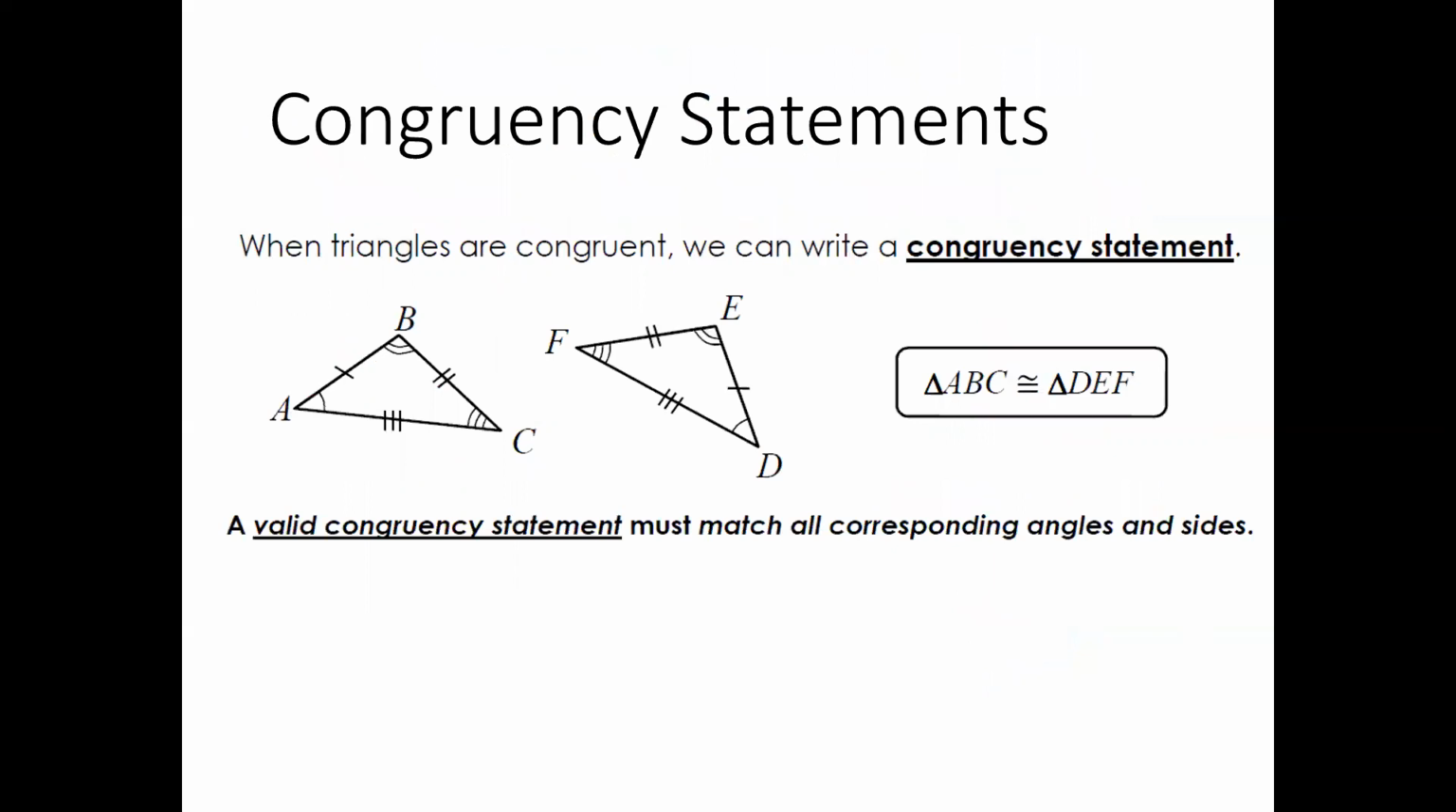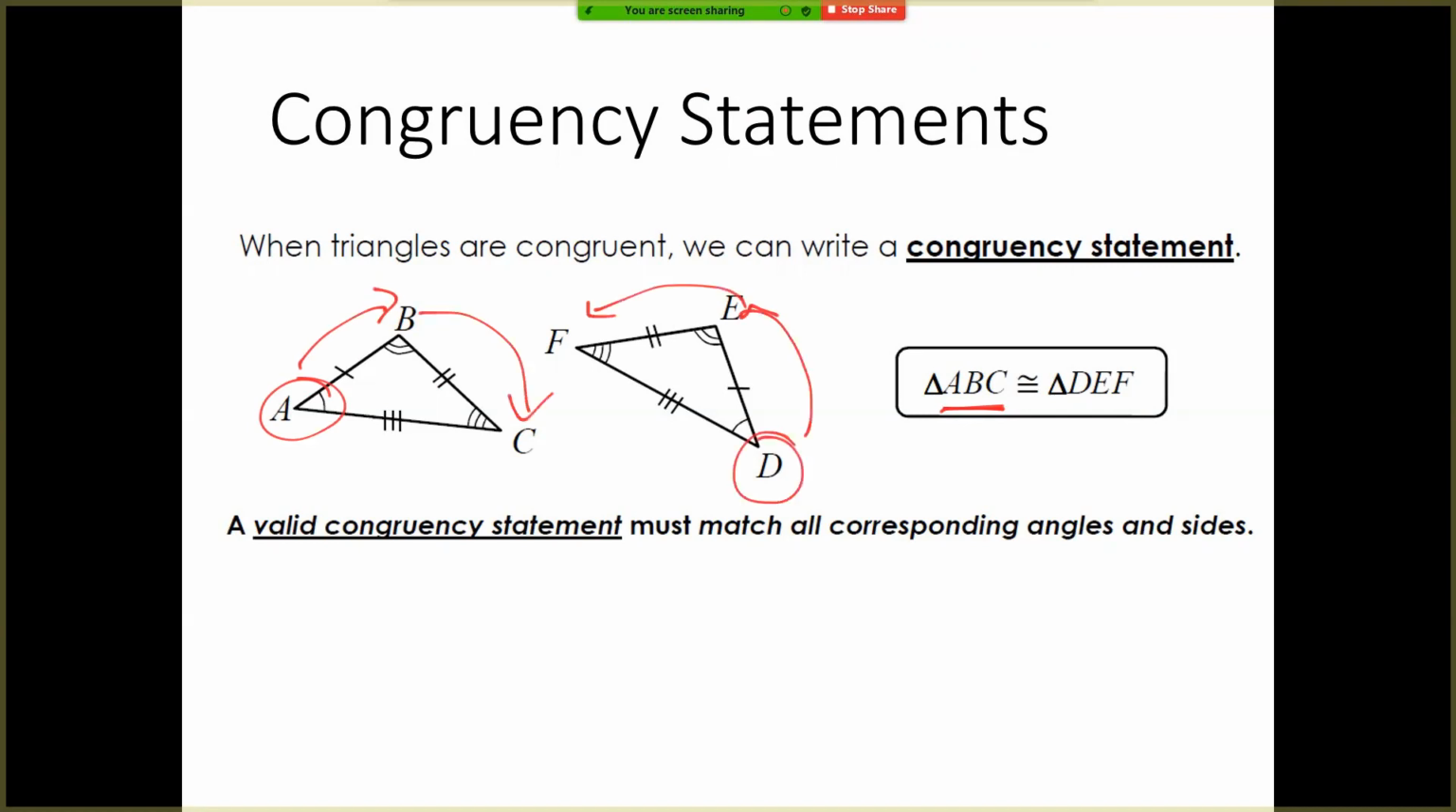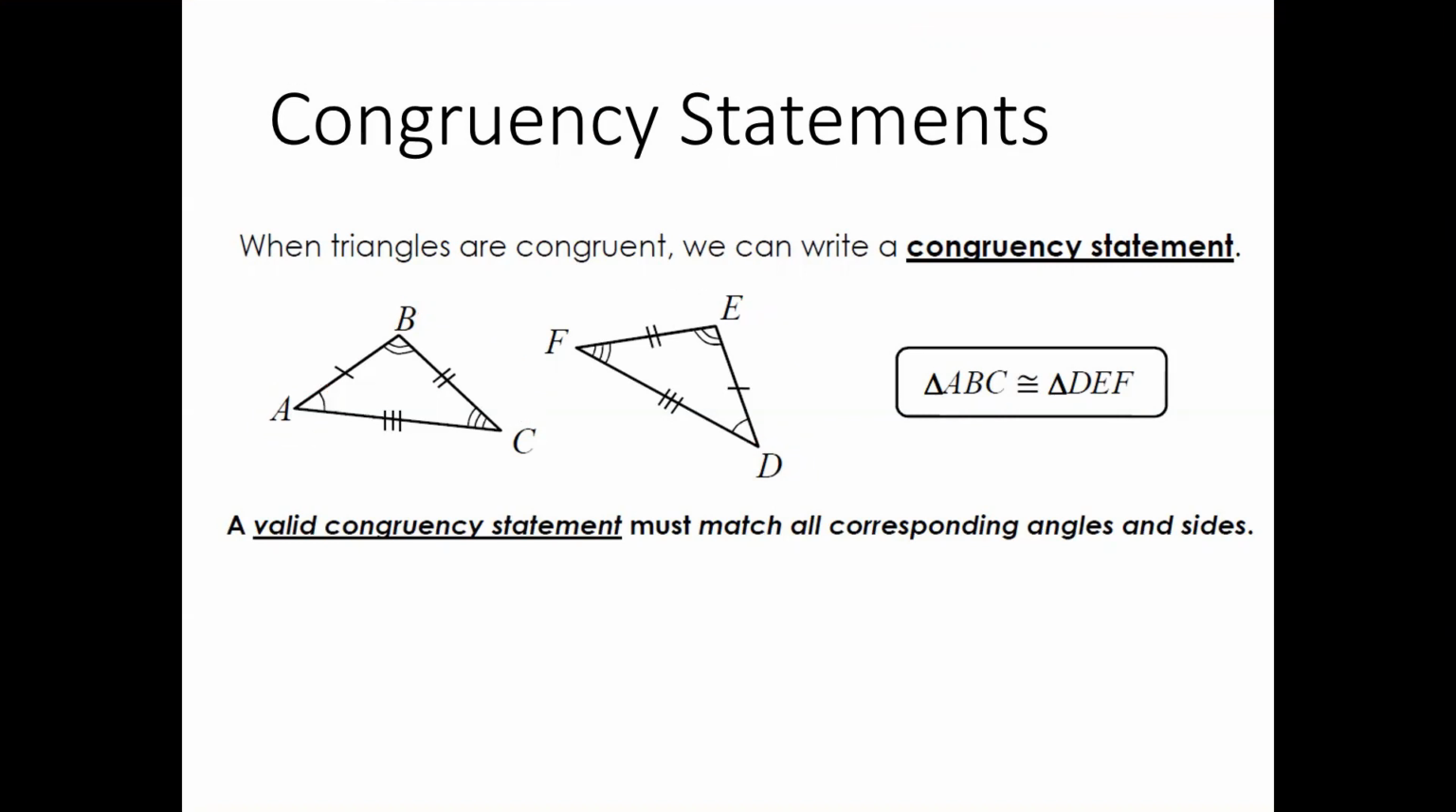A congruency statement is written just like this. When you write a congruency statement, you must match all corresponding angles and sides. When I write my congruency statement, we wrote A, B, C over here. We went from the 1 arc mark to the 2 arc mark to the 3, which means when we label this one, we have to go from 1 to 2 to 3. So D, E, F is the correct order on that second triangle.